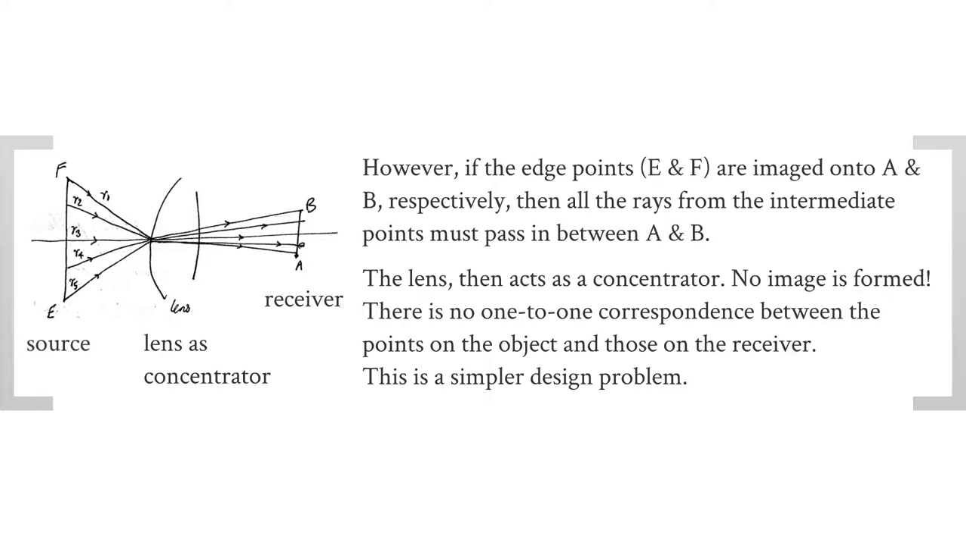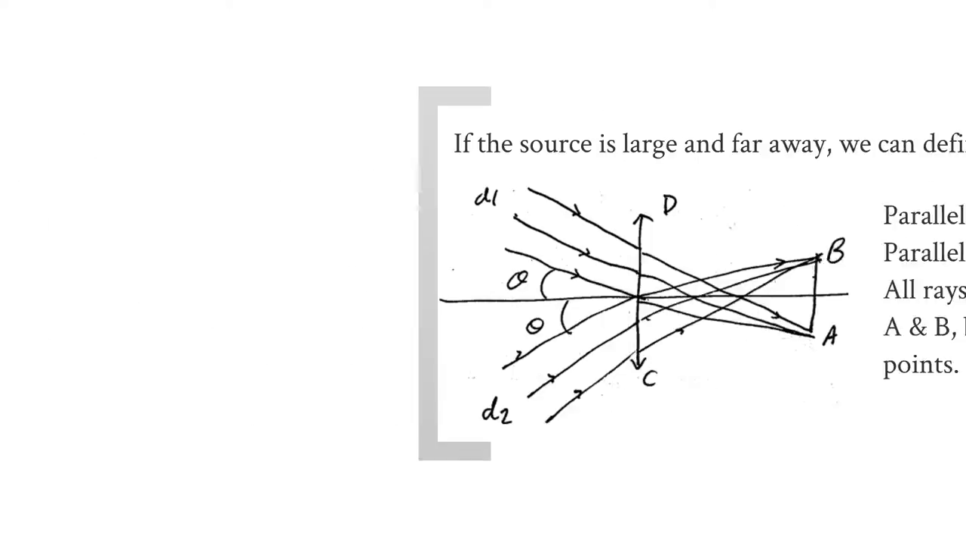So again, let's just reiterate. If the edge points E and F are imaged onto A and B, the edge points of the receiver, then all the rays from the intermediate points must pass in between A and B. Not necessarily to a single point. All the rays that are collected, just to be exact. The lens then acts as a concentrator. Of course, no image is formed. There is no one-to-one correspondence between the points on the object and those on the receiver. The key thing for us is a simpler design problem. That's good news. These are hard problems, so we take good news where we can.